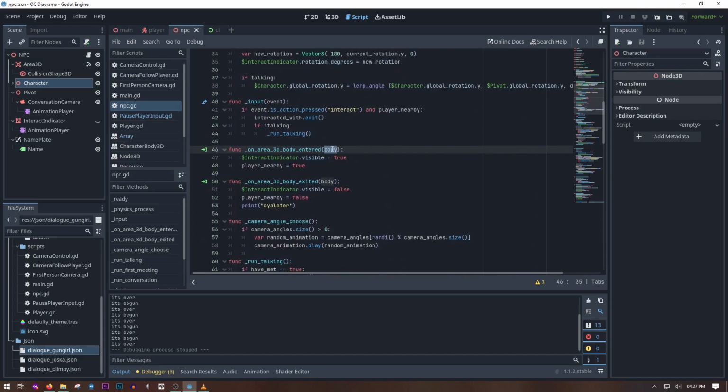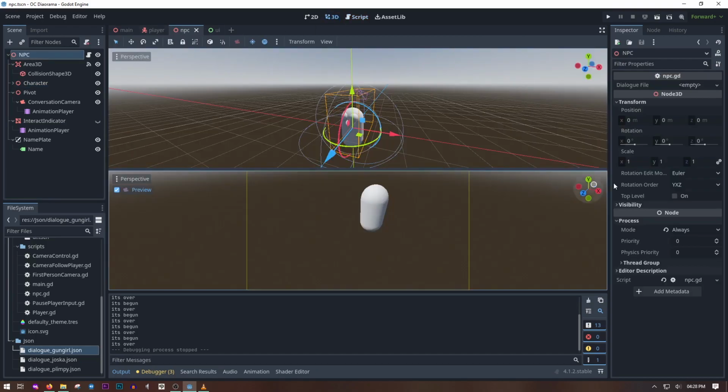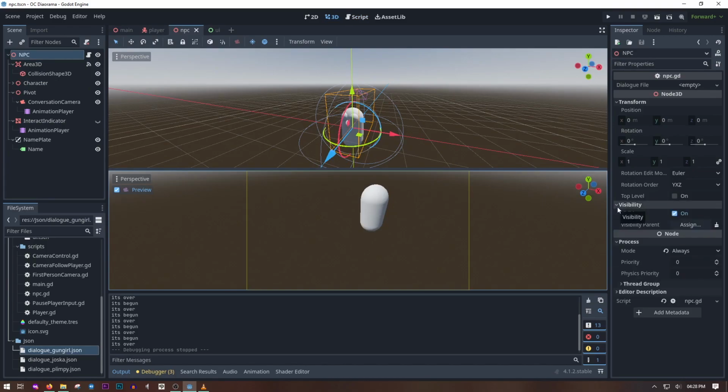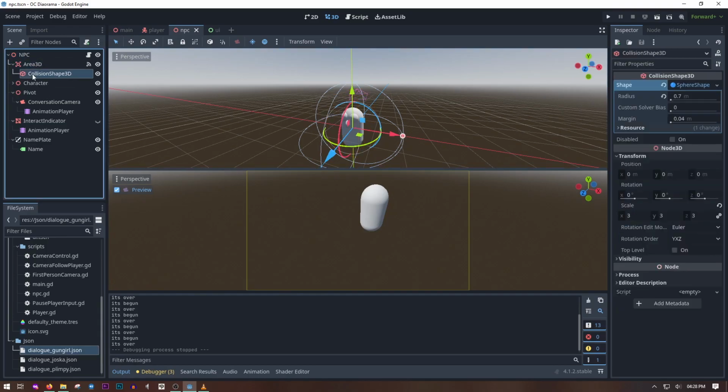If another 3D body enters this body, and we've got it so that it only interacts with the player through the layer and the mask system, so I'll quickly go over that. So the NPC, we've got like, is it? Oh, it's Area3D. Yeah, so Area3D collision shape.